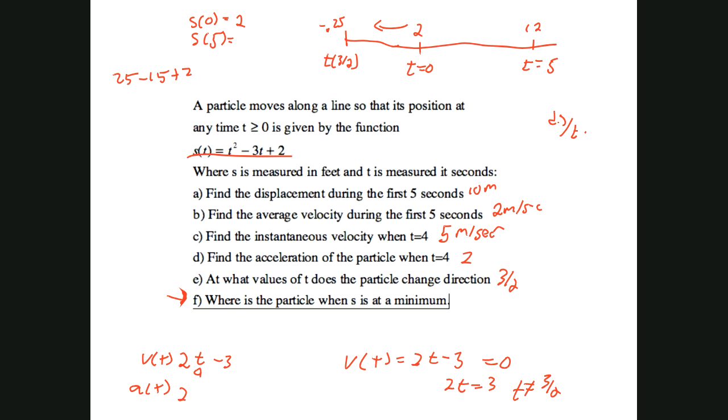So here's another question that will be asked. You put the time value in. So did you put 3 halves into the position function? What I really want to know is, what is S of 3 halves? Yeah, so my answer is the time value. Oh, okay. The time value when S is at a minimum, not the S value. Gotcha. The position. Okay.